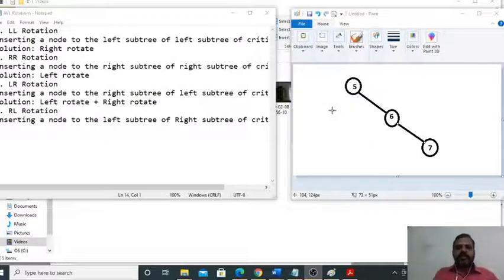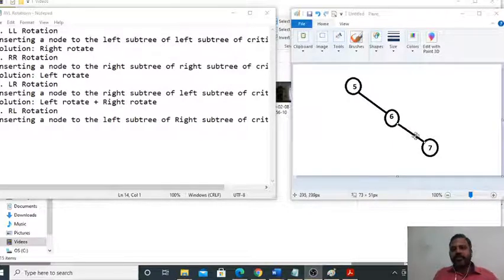The solution is to do one left rotation. Now which is the critical node, 7, 6 or 5? Yes, you are right, 5 is the critical node, because the balancing factor of 7 would be 0 and the balancing factor of 6 will be minus 1. The balancing factor is the height of the left subtree minus the height of the right subtree.